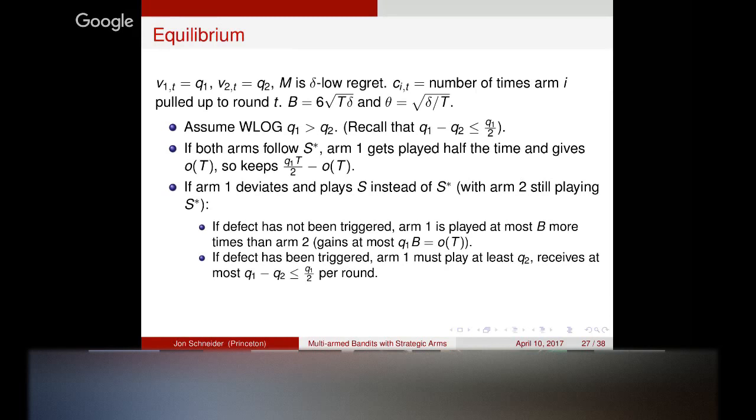And on the other end, if the defect has been triggered, then in order for arm 1 to get played at all, arm 1 must pay at least q2 on average to pay more than arm 2, because arm 2 is paying q2 per round. In this case, arm 1 will get at most q1 minus q2 per round. And as long as this gap is at most the amount they get in the market share strategy, this ends up being an equilibrium, or an epsilon approximate equilibrium. And yeah, arm 1 can't get more than little o of T by deviating.